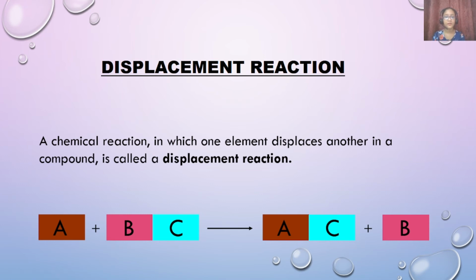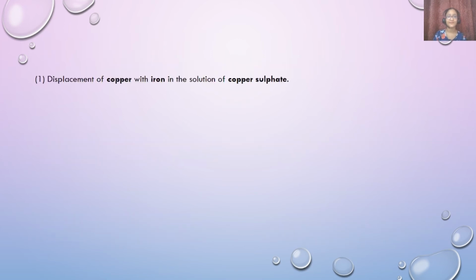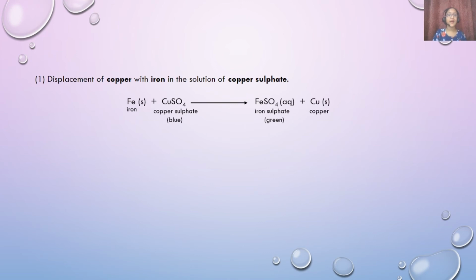Now let us do a few examples to understand displacement reaction. First example is displacement of copper with iron in the solution of copper sulfate. So here iron has displaced copper in the compound and has combined with sulfate. So here the strongest element is iron and the weakest element is copper. So the strongest element displaces the weakest element.